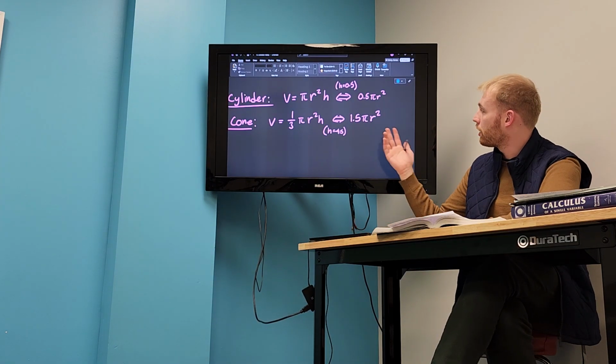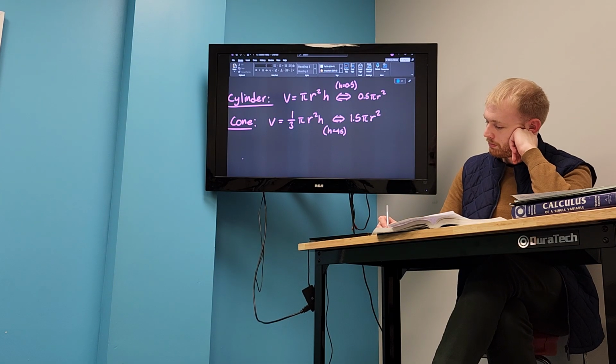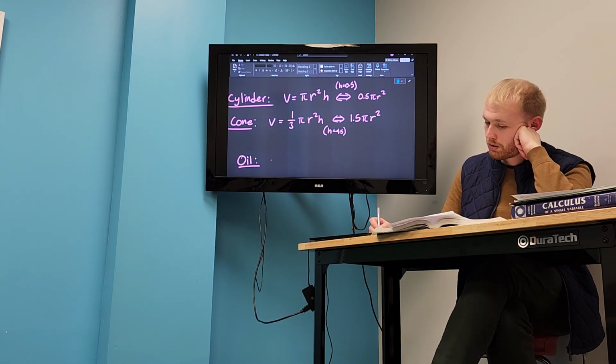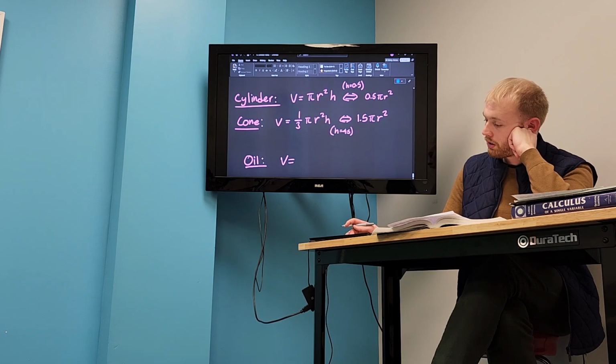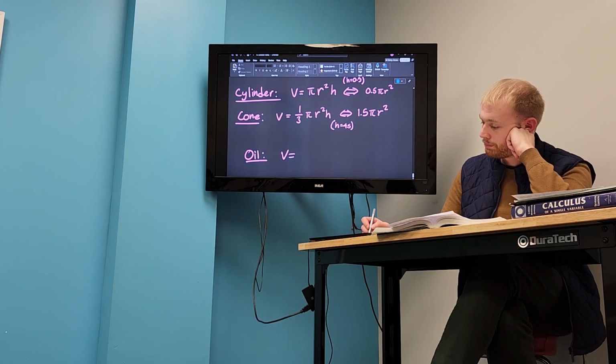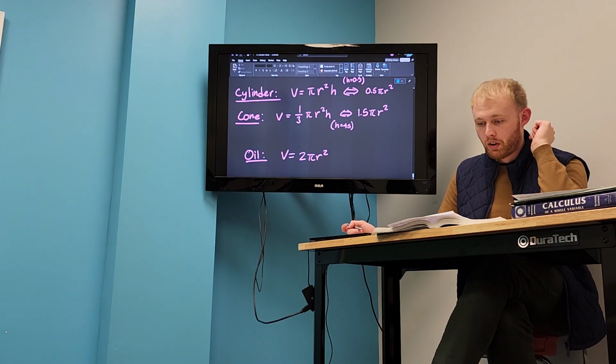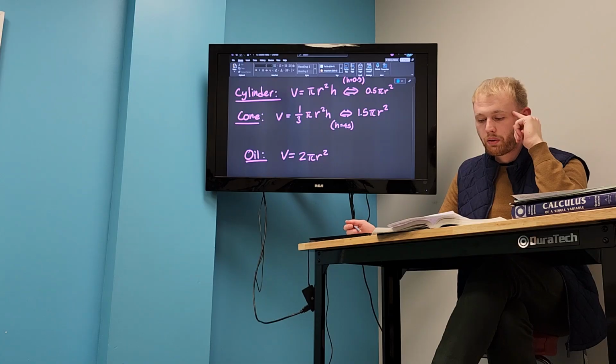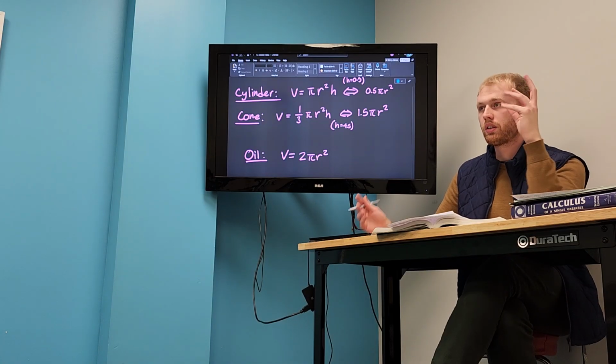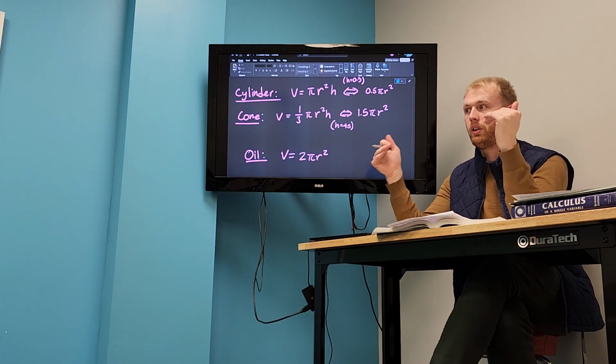Are they like terms? Yeah, actually we can just combine those. So that's super handy. The volume of the actual oil, the cylinder and cone together, is 2 pi r squared. Not so scary. Okay, we've got the worst of it over with, really, just conceptualizing what we're doing.